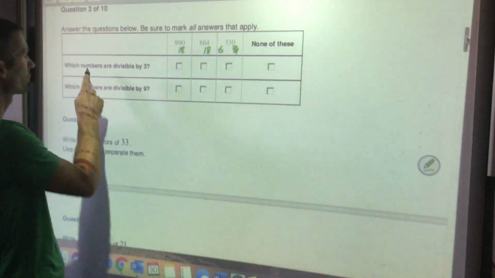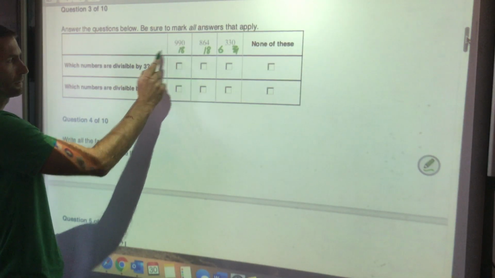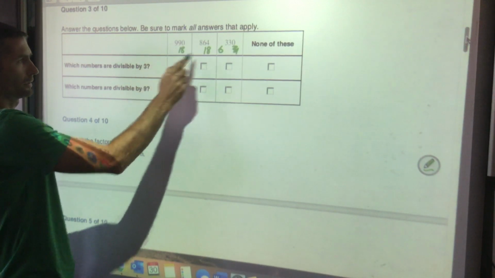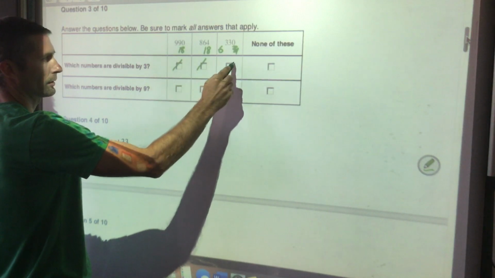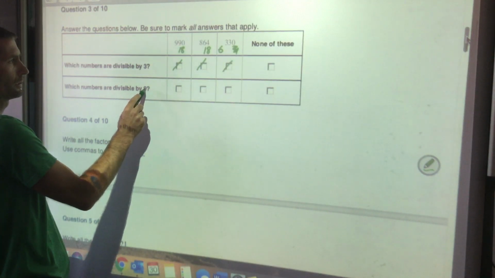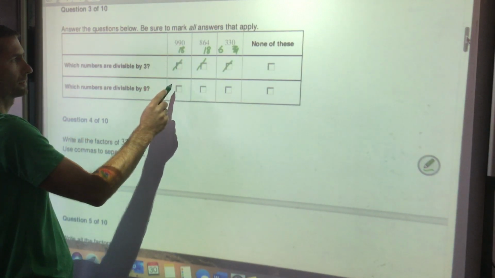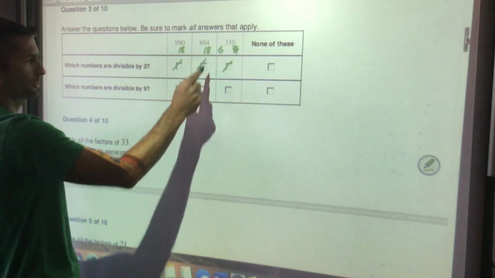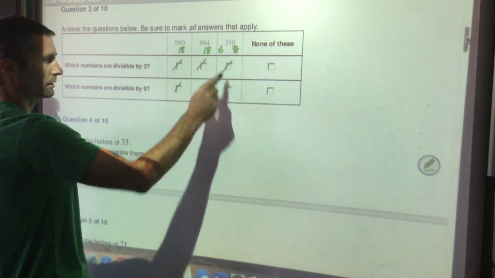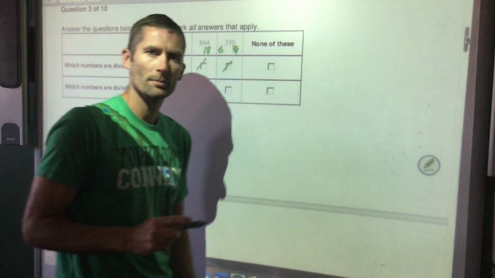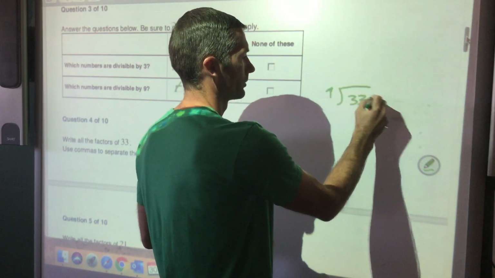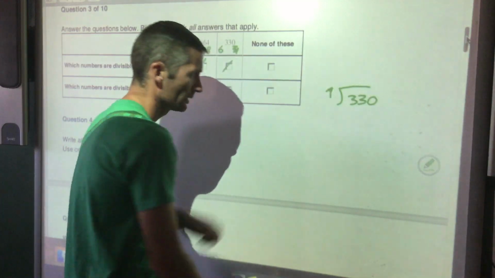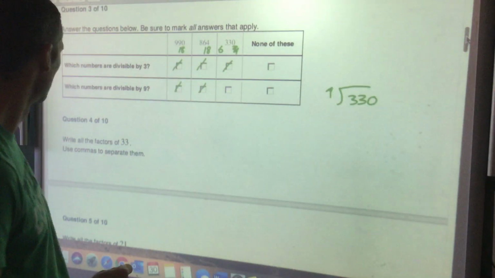Okay, so which are divisible by 3? Well, is 18 divisible by 3? Yeah. Is 18 divisible by 3? Yeah. Is 6 divisible by 3? Yeah. Is 18 divisible by 9? Yeah. Is 18 divisible by 9? Yeah. Is 6 divisible by 9? No. So there's your answer. You do not have to work it out like this. We have a shortcut. That would not be divisible. It would have a remainder.